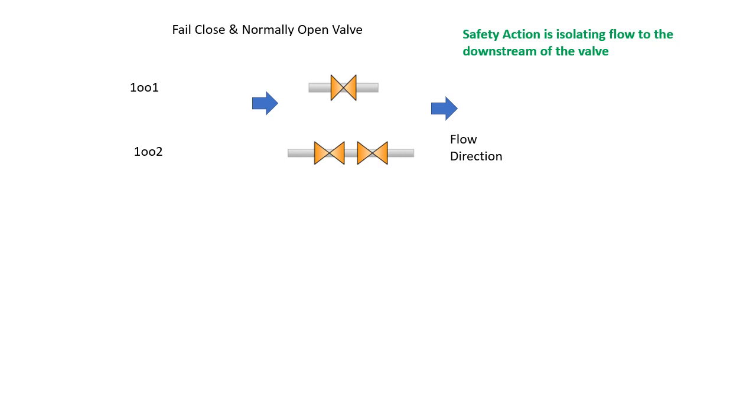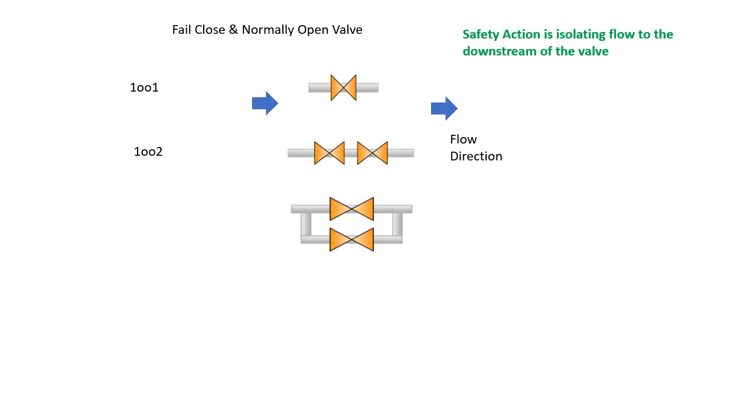Why? Because in case of failure of any component, the valve will close. One of these two valves will close, and this will make the process isolated, or the flow of the liquid will get interrupted, and there is no chance that the downstream vessel or equipment gets flooded. So this particular combination is 1 out of 2.